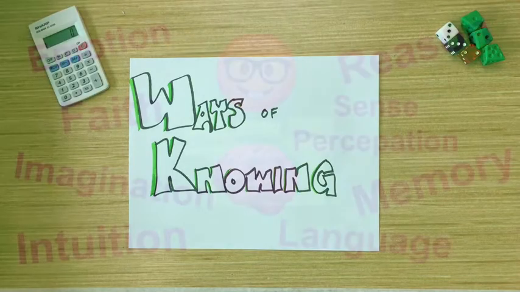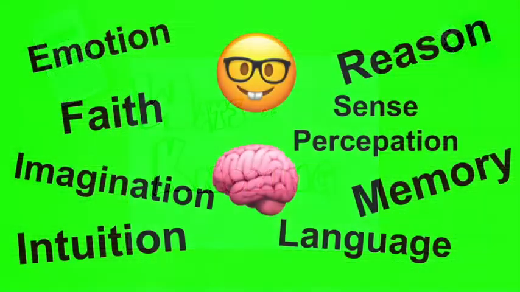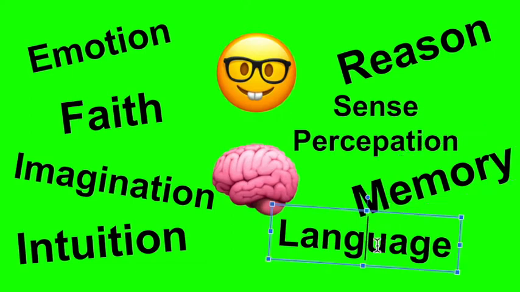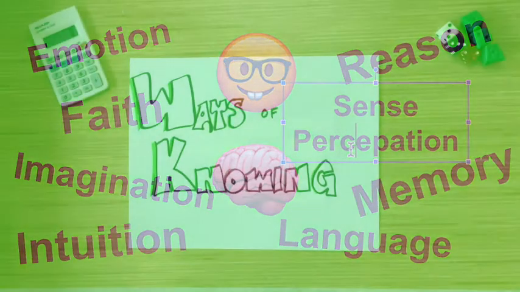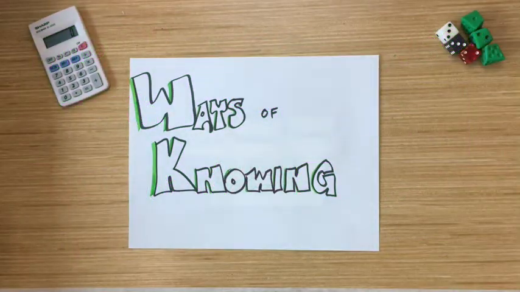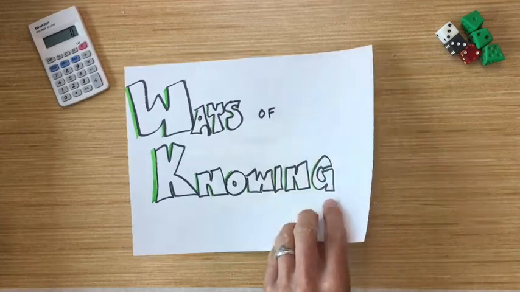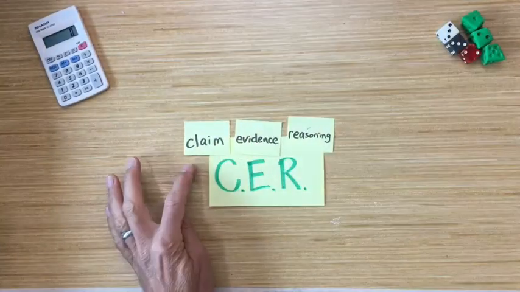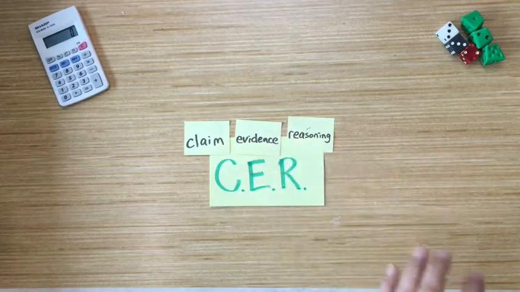There are many different ways of knowing or getting new information. In our everyday lives, we tend to rely on memory and language and intuition. Sometimes we call this traditional ways of knowing. In science, we tend to lean more on reason and language and using our senses for observations. In this lesson, we're going to talk about a scientific framework called claim, evidence, and reasoning.